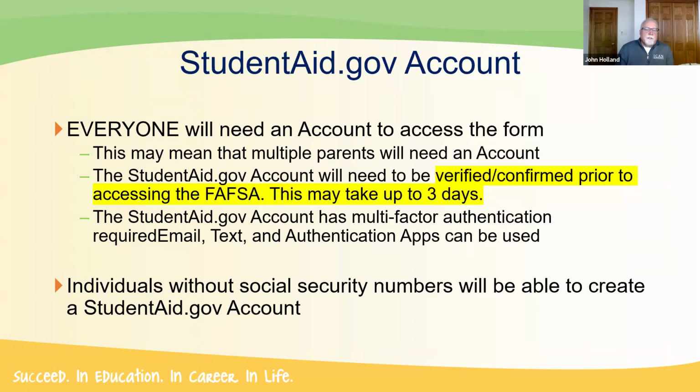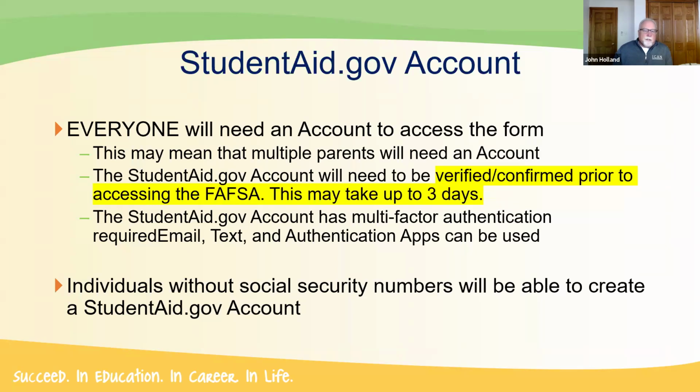In years past, a student could create their studentaid.gov account, their username and password, and they could start filling out a FAFSA immediately. You can't do that any longer. It takes about 3 to 5 days or so for the Department of Education to verify or confirm the information that they're using on the studentaid.gov account. My suggestion would be to create these studentaid.gov accounts well before you apply for financial aid, at least a week before, but it doesn't hurt to do it a month before or so.